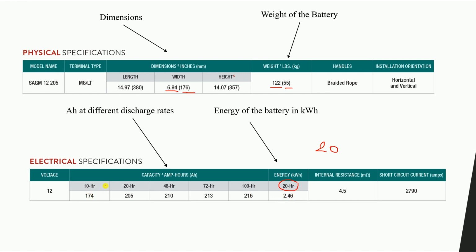It is really easy. We said before that the ampere hour of this battery at a 20-hour rating is 205. So if you take 205, which is the ampere hour, and multiply it by the voltage, you will get the energy. Ampere hour multiplied by voltage gives us the energy, which will give us 2.46 kilowatt hour. So this value is obtained by multiplying the 20-hour capacity by the voltage of the battery itself.